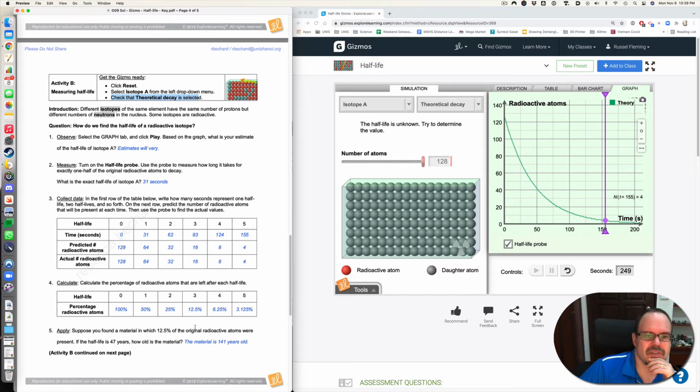Okay, so suppose you found material that had 12.5% of the original atoms, and the half-life is 47 years. Well, if it's 12.5%, we know that's 1, 2, 3 half-lives.